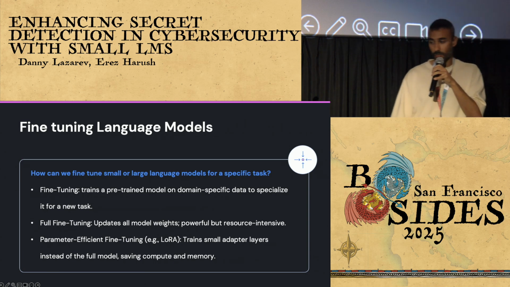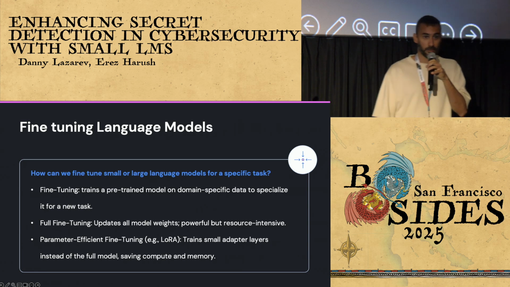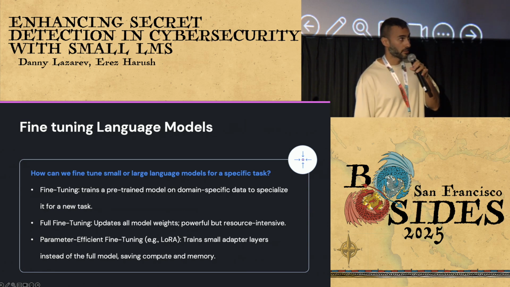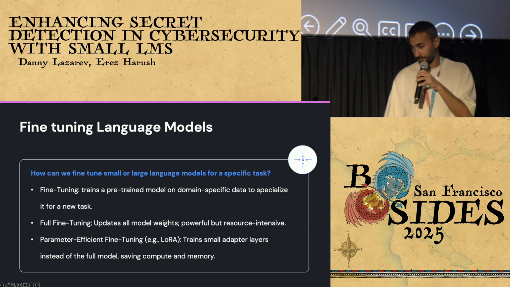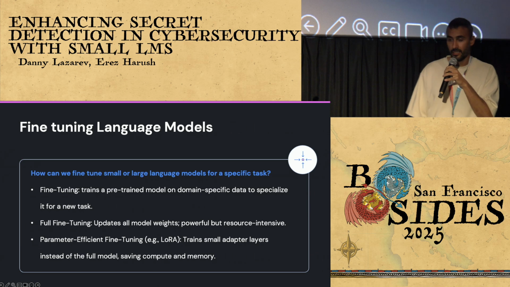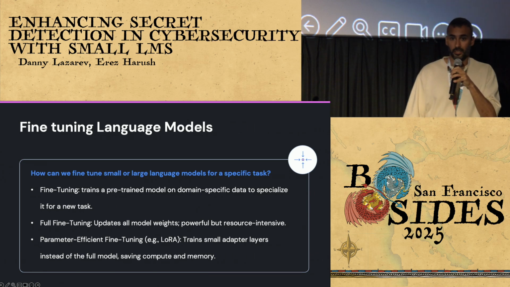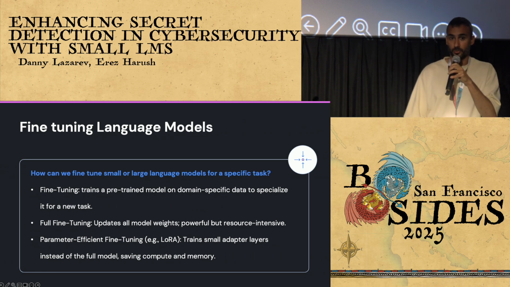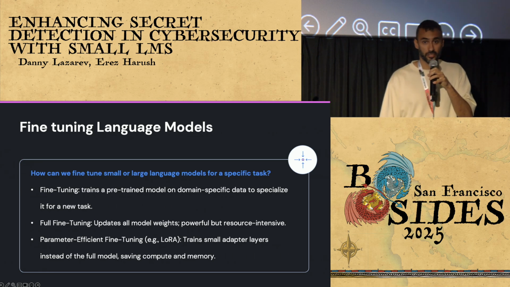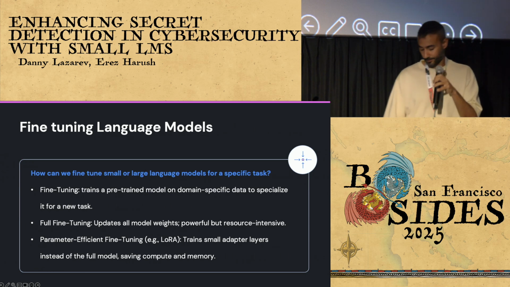The second option is parameter-efficient fine-tuning. For example, LoRA, which is the method that we use. You train a small adapter instead of the full model, and it can save a lot of compute. For a small language model, you can do it on a single GPU machine, and it can take just a few hours, even for a large data set like we had.